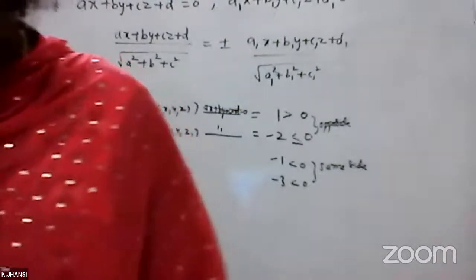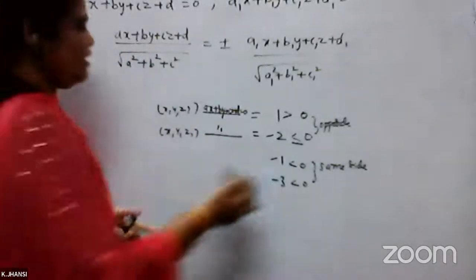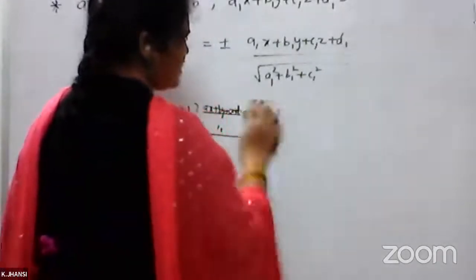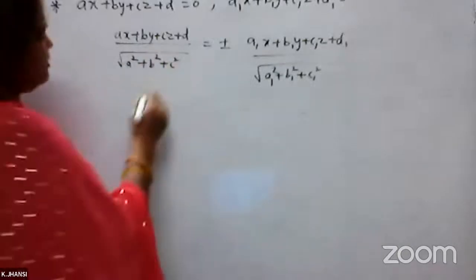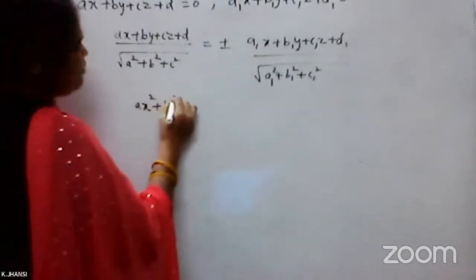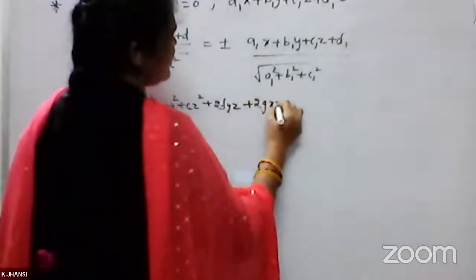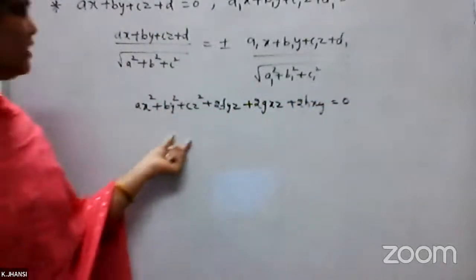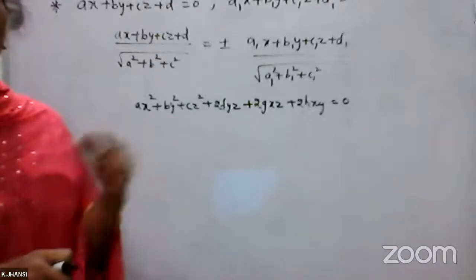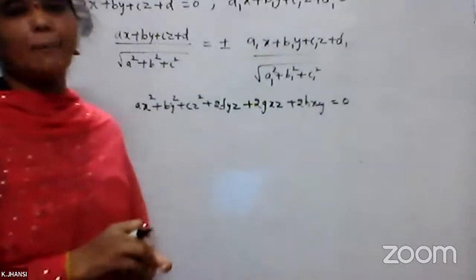And the third one is a pair of planes. One equation will be there, that is ax square plus by square plus cz square plus 2fyz plus 2gzx plus 2hxy equals 0. Okay, so this represents a pair of planes, a combination of two planes. This is the equation that represents a pair of planes.